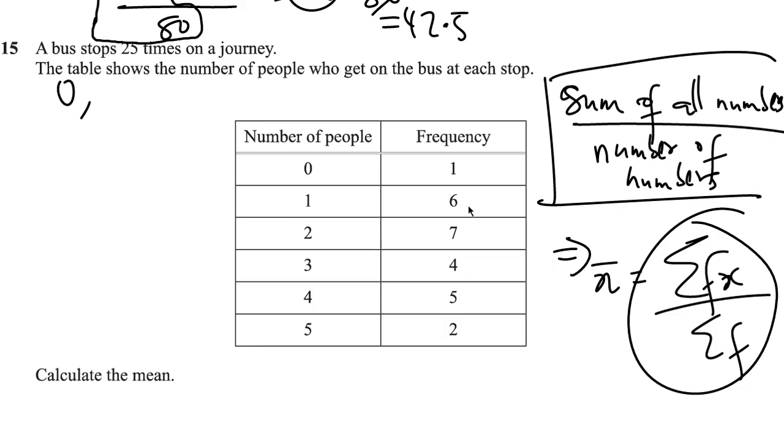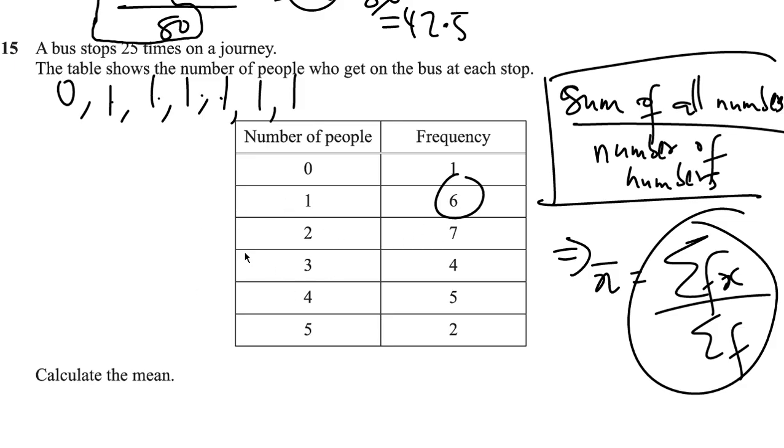Then for one person entering the bus, that occurred 6 times. So that's 1, 1, 1, 1, that's 1, 2, 3, 4, 5, 6. And then that continues. That means 2 people entering the bus happened on several locations. So that's 2, 2, 2.